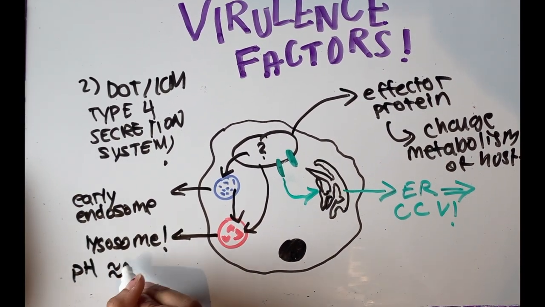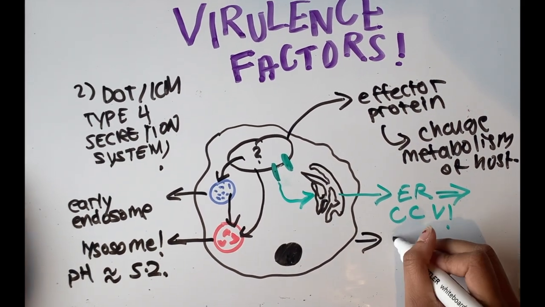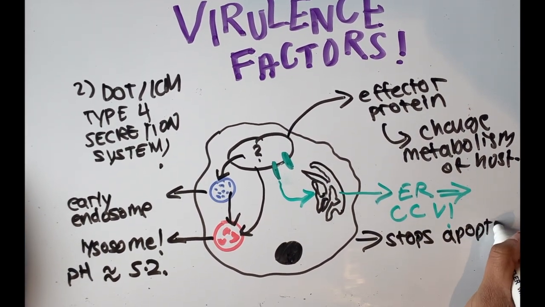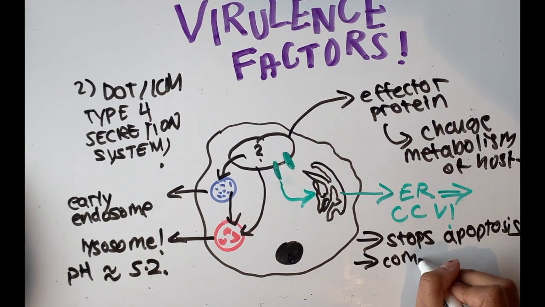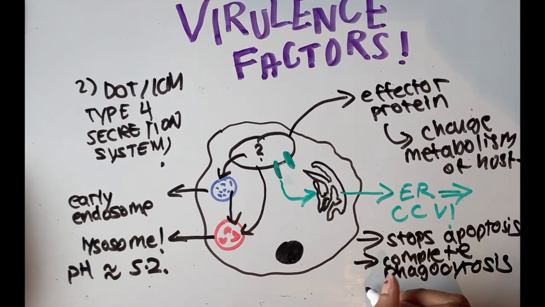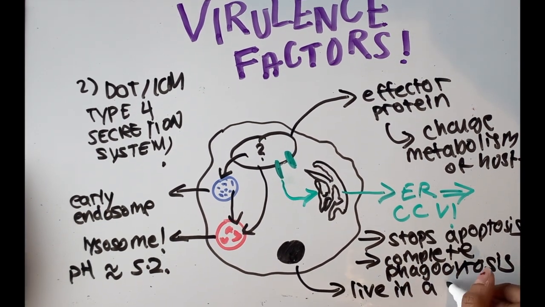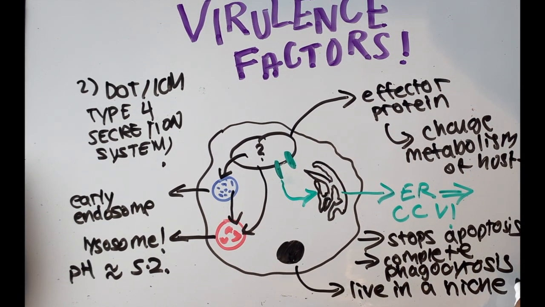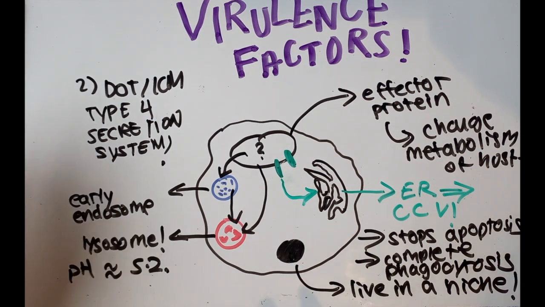Now, since Coxiella is an acidophile, it can tolerate the low pH of the lysosome, so the entire vacuole is acidic with a pH of around 5.2. So the effector proteins establish a safe niche for the bacteria to replicate in by preventing apoptosis of the macrophage, inhibiting NF-kappa B signaling pathway, allowing the bacteria to replicate.